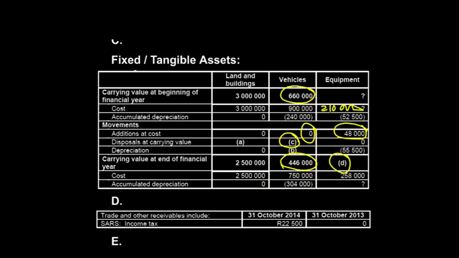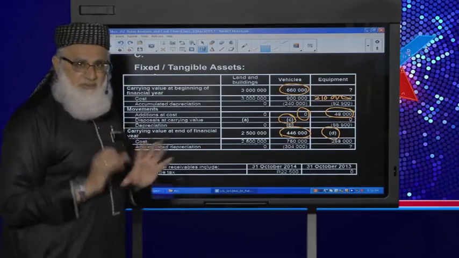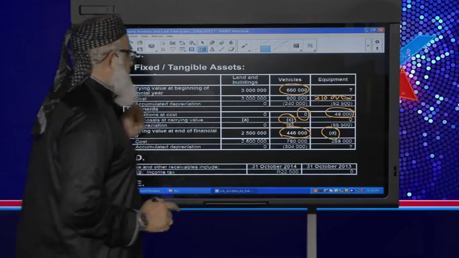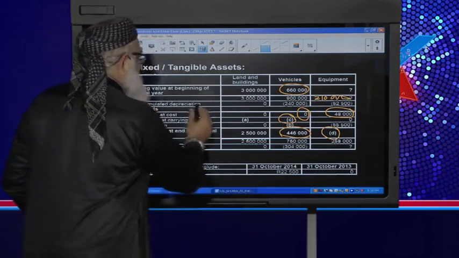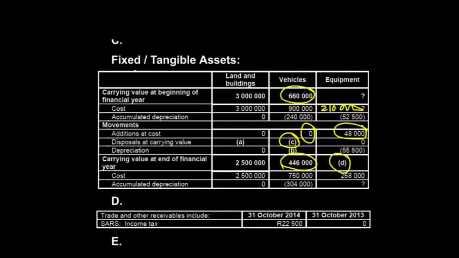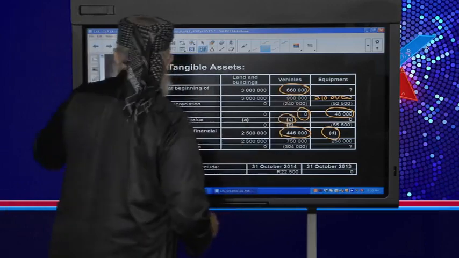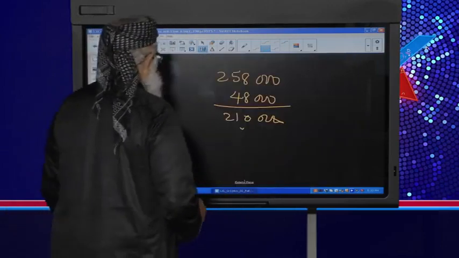What else can you see? What other information can you get from here? I'm showing you different methods in which this question can be answered. Watch. If my accumulated depreciation at the beginning of the year was 52,500, right? And I had depreciation of 55,500 for the year. This tells me something, doesn't it? Let's take those two figures.